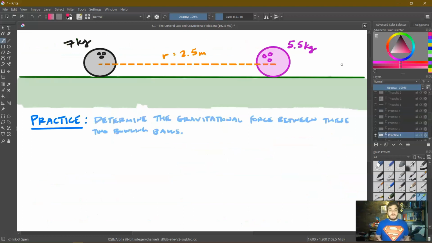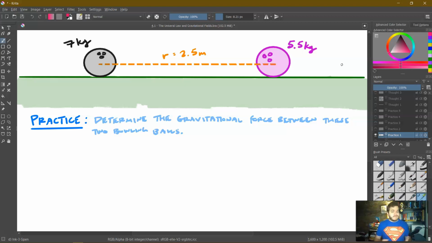So let's go ahead and do a little bit of practice here. I want you to go ahead and determine the gravitational force between these two bowling balls, which are spherical masses. That's pretty acceptable. So one is 7 kilograms, one's 5.5 kilograms, and their centers are 2.5 meters apart. Go ahead and pause the video. I want you to try this on your own and then come back and see how you did.